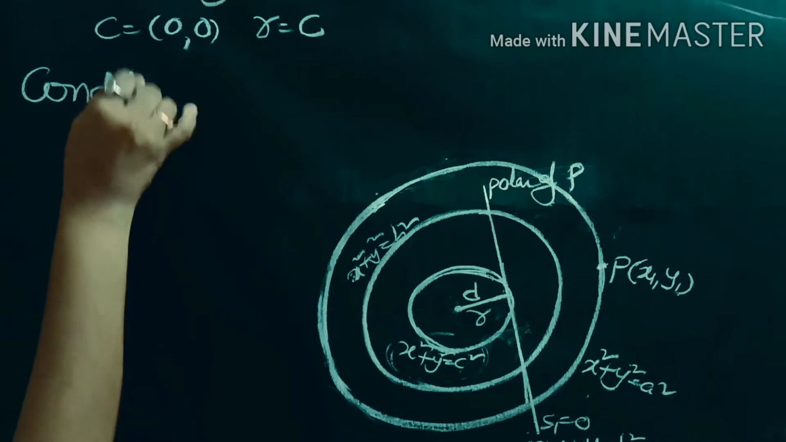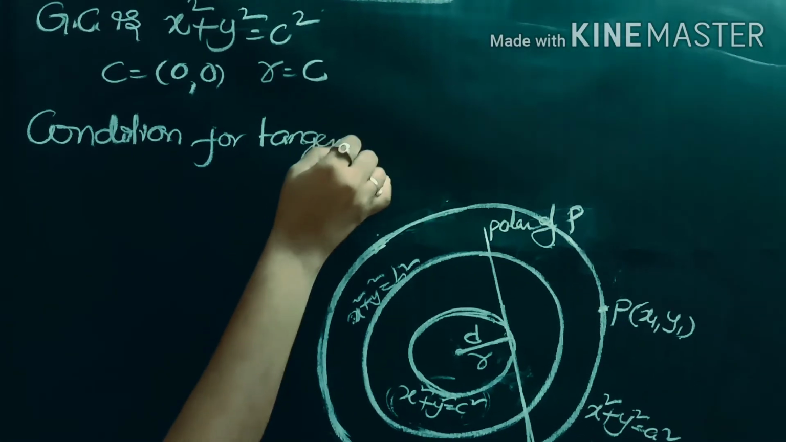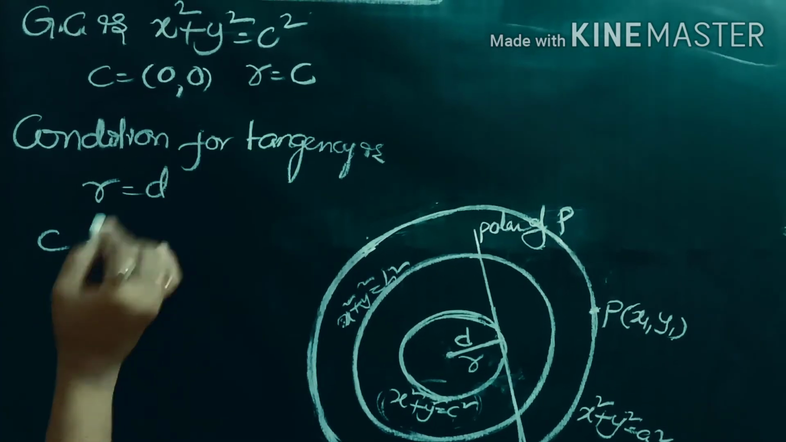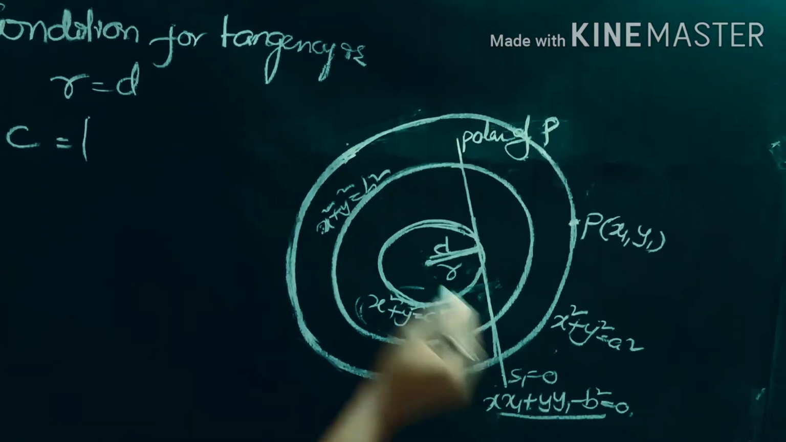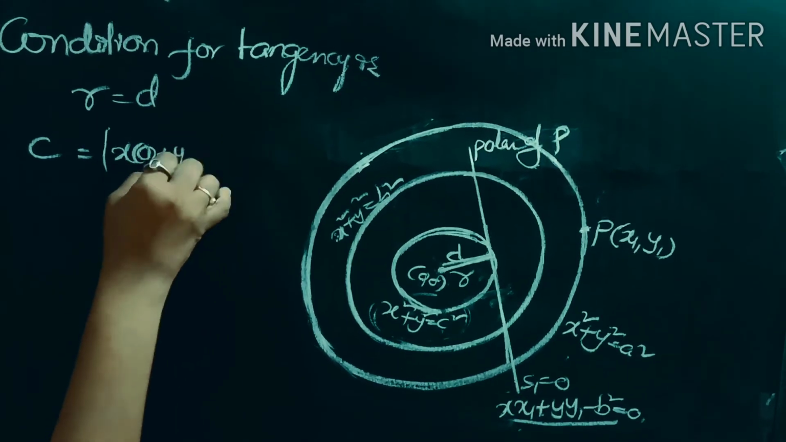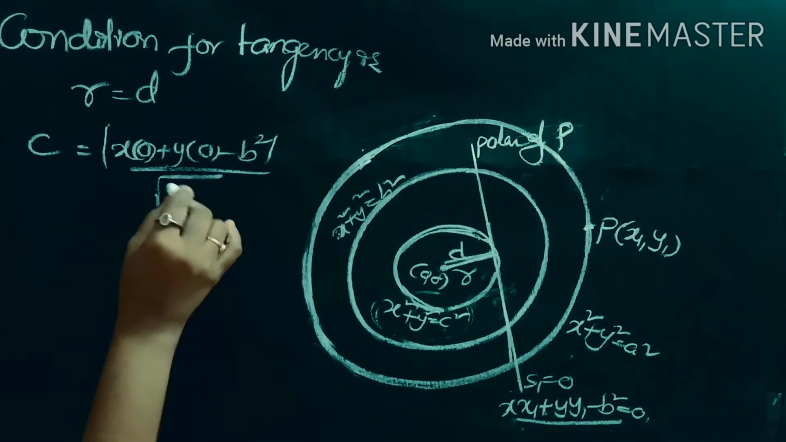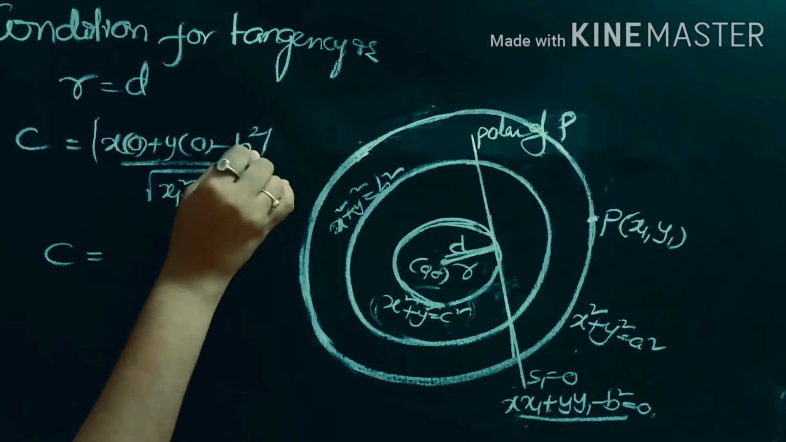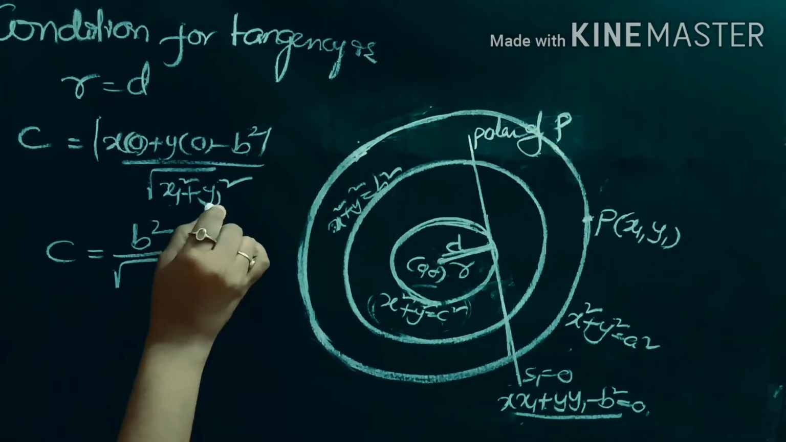The condition for tangency is R = D. R means radius, and the radius is c. D means the perpendicular distance from the center to the line. The center is (0, 0). That is the modulus of |x·0 + y·0 − b²| divided by √(x1² + y1²). So c = |0 + 0 − b²|, and under the modulus the minus becomes plus: b² over √(x1² + y1²).